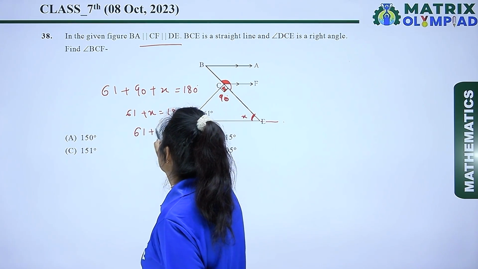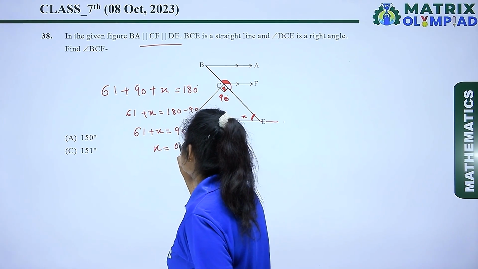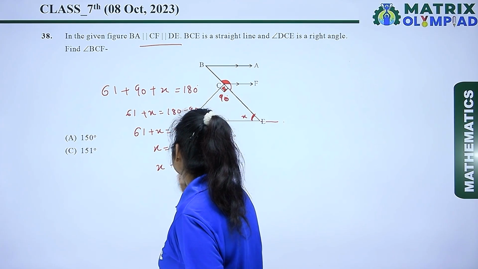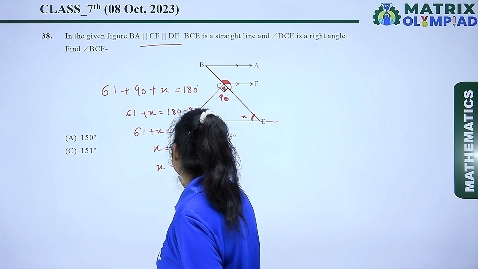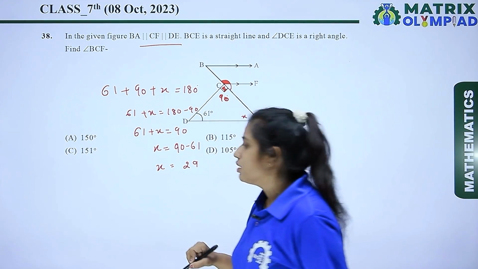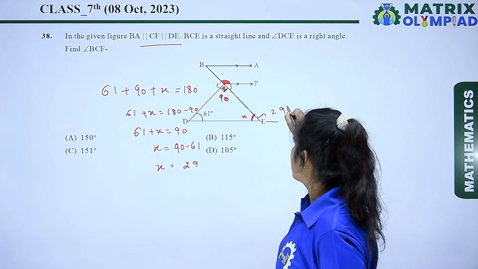तो 61 प्लस x कितना हो गया 90. 90 में से हम माइनस कर देंगे 61 को. So after subtracting this we will get 29. So here third angle is 29 degree.